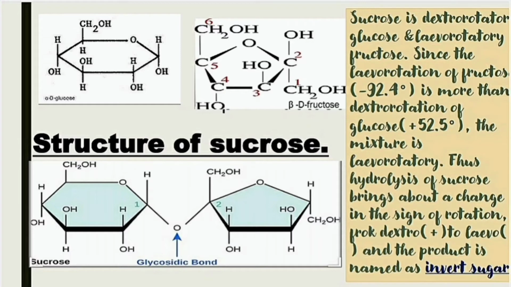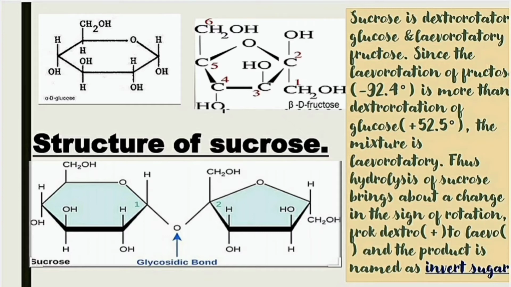Like that, all other bonds of beta-D-fructose get flipped. Sucrose is made of dextrorotatory glucose and levorotatory fructose. Since the levorotation of fructose, that is minus 92.4 degrees, is more than the dextrorotation of glucose, that is plus 52.5 degrees, the mixture is levorotatory. So what do you mean by levo and dextrorotatory? If a compound rotates plane polarized light in the clockwise direction, then it is said to be dextrorotatory, and if it rotates light in the anti-clockwise or counterclockwise direction, then it's known as levorotatory. So sucrose is dextrorotatory, but the resulting mixture of glucose and fructose is slightly levorotatory because the levorotatory fructose has a greater molar rotation than the dextrorotatory glucose.